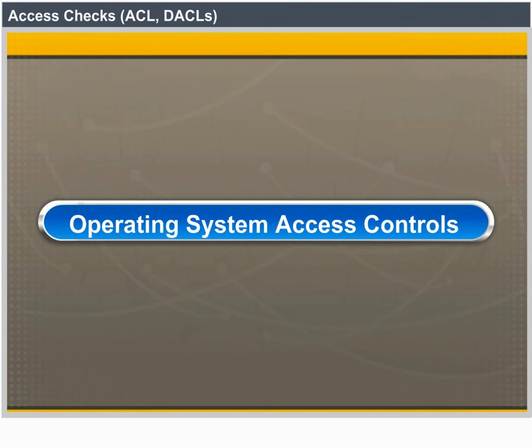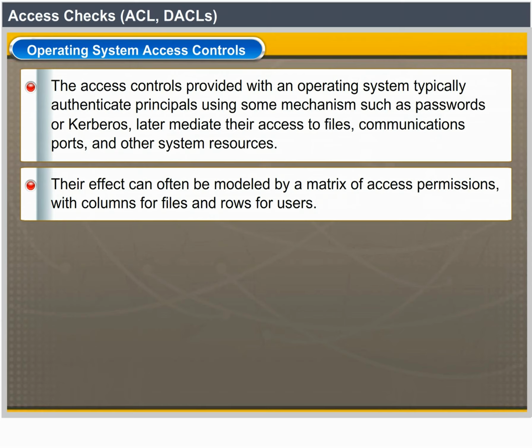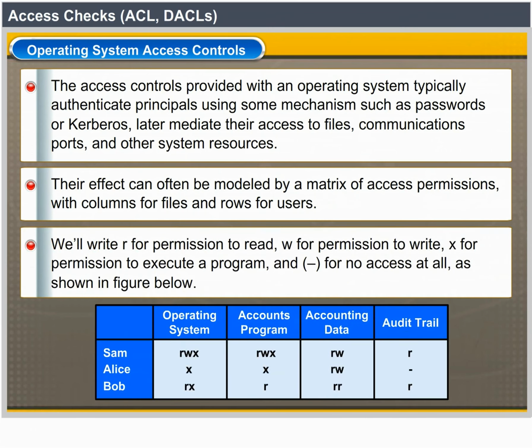Operating system access controls. The access controls provided with an operating system typically authenticate principals using some mechanism such as passwords or Kerberos, then mediate the access to files, communication ports, and other system resources. Their effect can often be modeled by a matrix of access permissions with columns for files and rows for users. We'll write R for permission to read, W for permission to write, X for permission to execute a program, and minus for no access at all as shown in figure below.